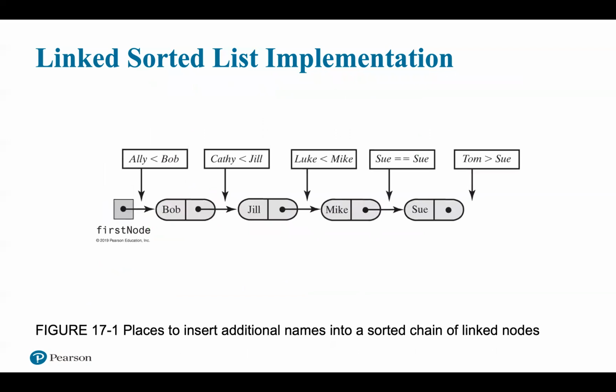So let's talk about the method add. We'll show this figure, and then we'll have a little bit more detail on locating the insertion point. Adding an entry to a sorted list requires that you find where in the list the new entry belongs. Since our assumption is that the entries are sorted into ascending order, you compare the new entry with the entries in the sorted list until you reach an entry that is not smaller than the new entry. Figure 17.1 depicts a chain of linked nodes, each containing a name, sorted alphabetically. The figure shows where the additional names Ali, Kathy, Luke, Sue, and Tom would be inserted into the chain, and the last comparisons that would have to occur to arrive at those locations.